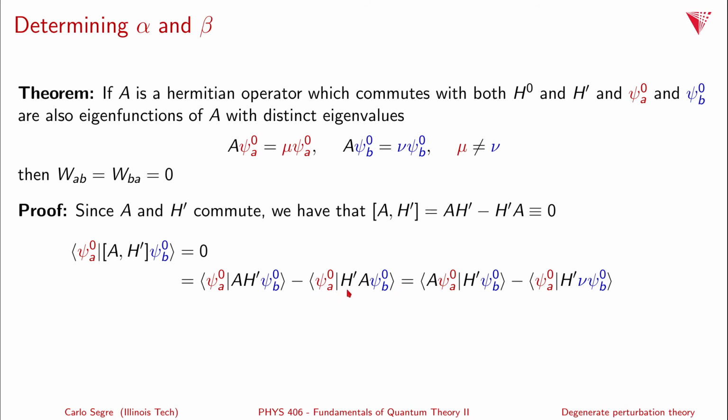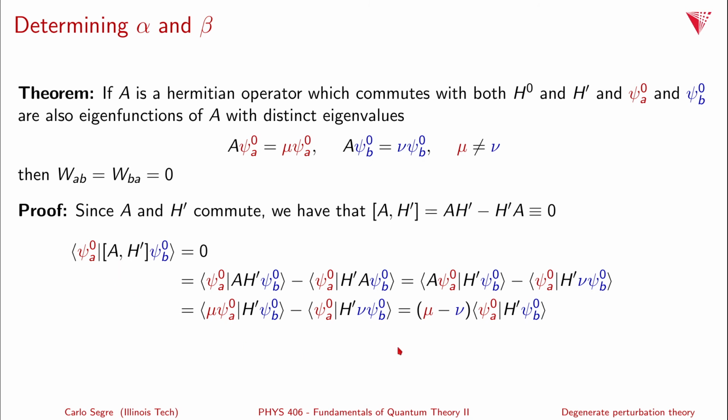Now we take the A and move it over to the other side and apply it to psi A, and we apply the A directly to psi B. When we apply A directly to psi B, because of the eigenvalue equation, we get nu times psi B0. It's just a constant. When we move the A over, because it's Hermitian, it remains the same. You get mu psi A0, H prime psi B0, minus psi A0, H prime nu psi B0. The mu and the nu come out. So mu minus nu times this matrix element, psi A0, H prime psi B0, must be equal to 0 because the commutator is 0.